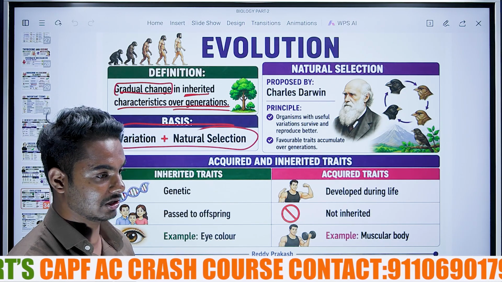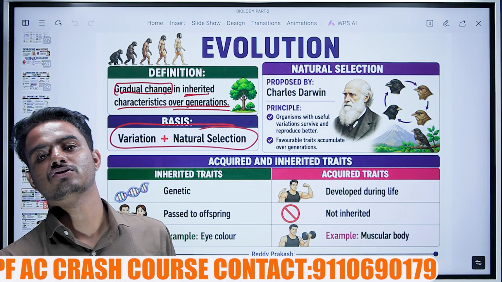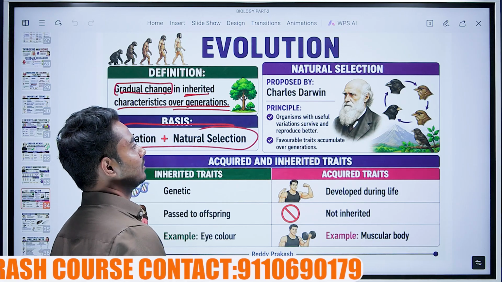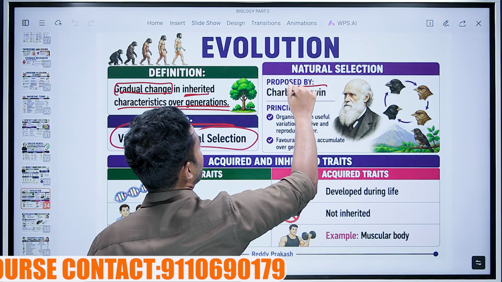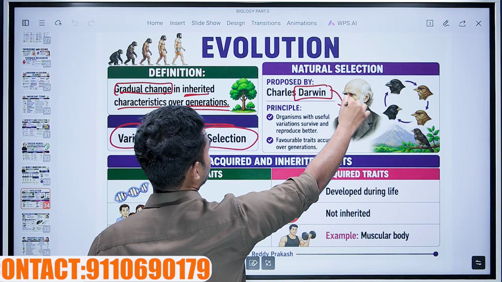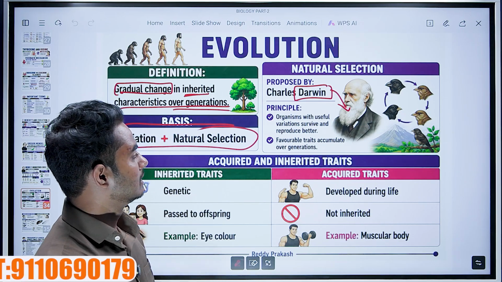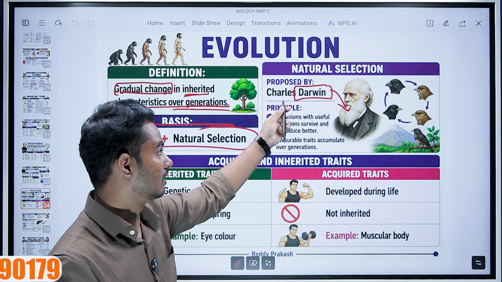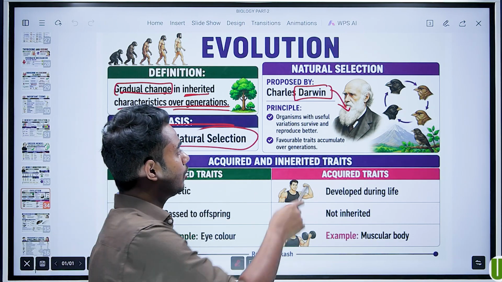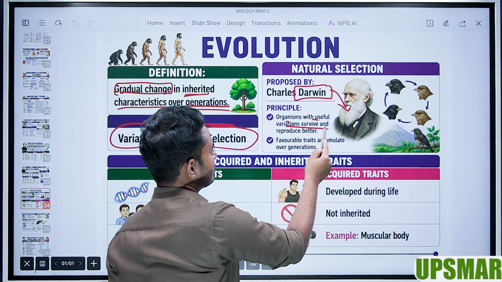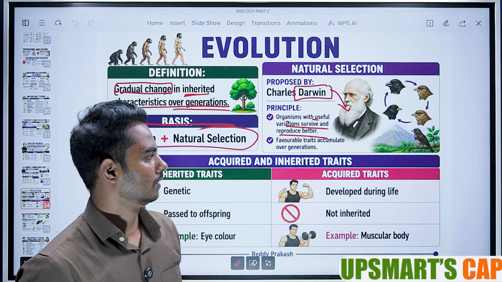What is natural selection now, sir? New word again. What is natural selection, sir? I tell you. Natural selection as a concept was given by Charles Darwin, this person. And his principle of natural selection is: organisms with useful variation survive and reproduce better.